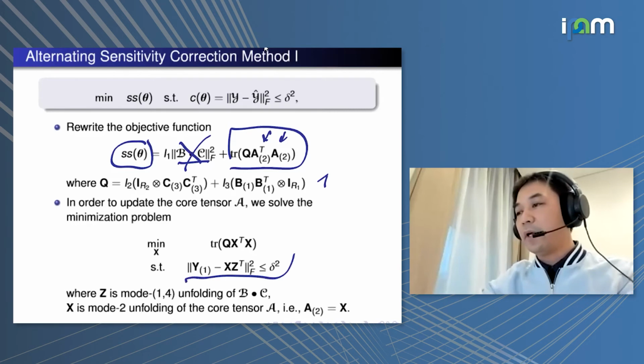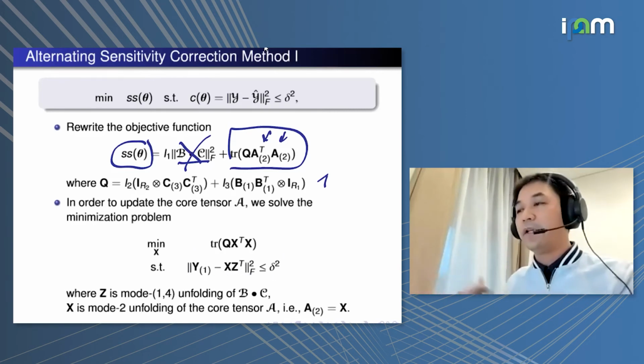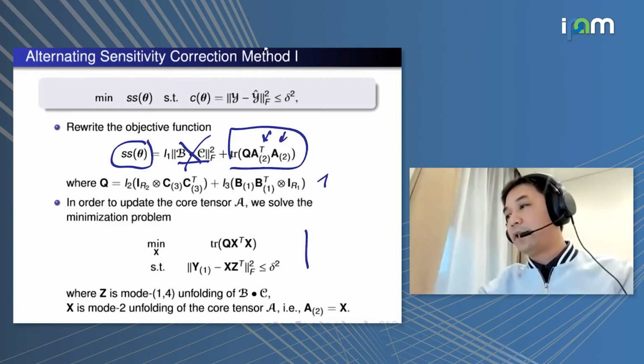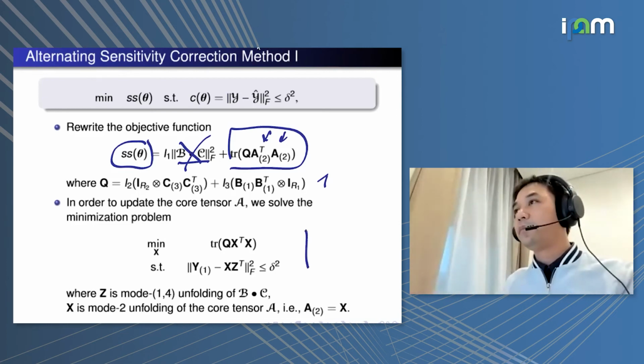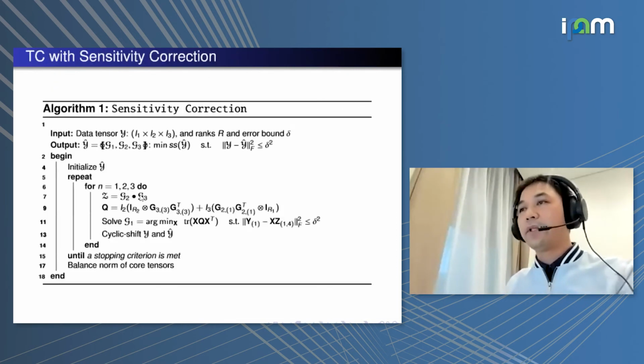So we keep this constraint, and you see here this problem is almost convex, so we can find the optimal solution to update the A tensor. Indeed, we can find a closed form for this problem. This problem can be solved by using spherical constrained quadratic programming. I skip this. So here we have the sensitivity correction algorithm.